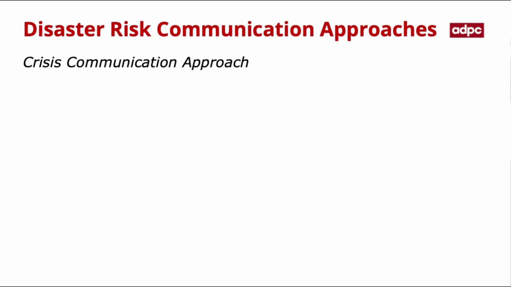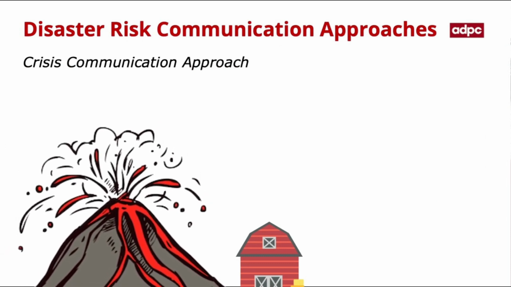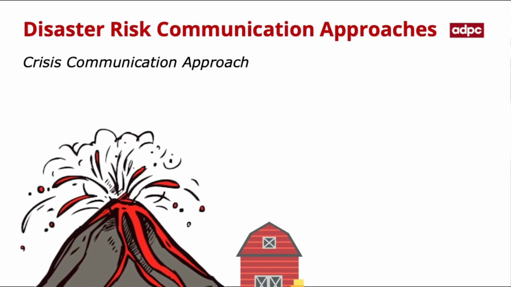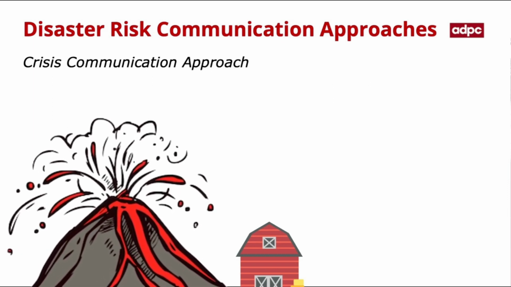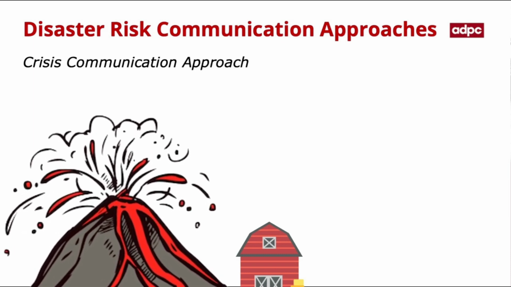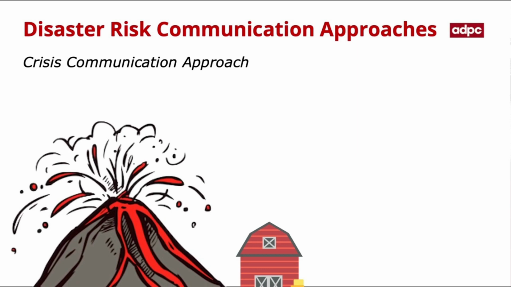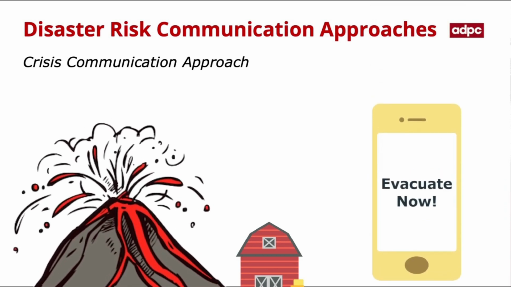Let's now look at the crisis communication approach. This approach is very straightforward and only has one purpose: to trigger appropriate behavior in emergencies. In this case, the organization that manages risk knows what is best for the audience. It only gives them the information they need to deal with the emergency situation, such as evacuate to a safe place.